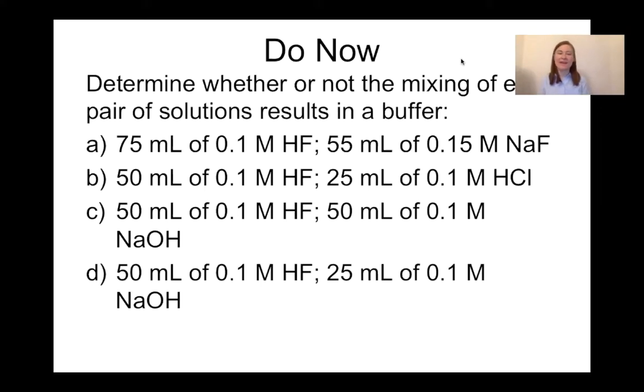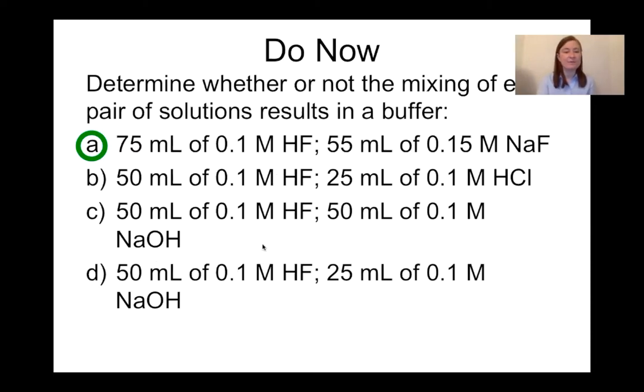So with solution A, we've got some HF and a similar, not exactly equal, but pretty similar amount of NaF. Right? In that case, we have a weak acid that's HF, and we have its conjugate base, F minus. So yes, that's going to work as a buffer. Solution B, we've got HF and HCl. Those are two acids. They will not work together as a buffer because there is no way to compensate if we add more acid. These are both acids. They can't react with acid. So that's not a buffer.